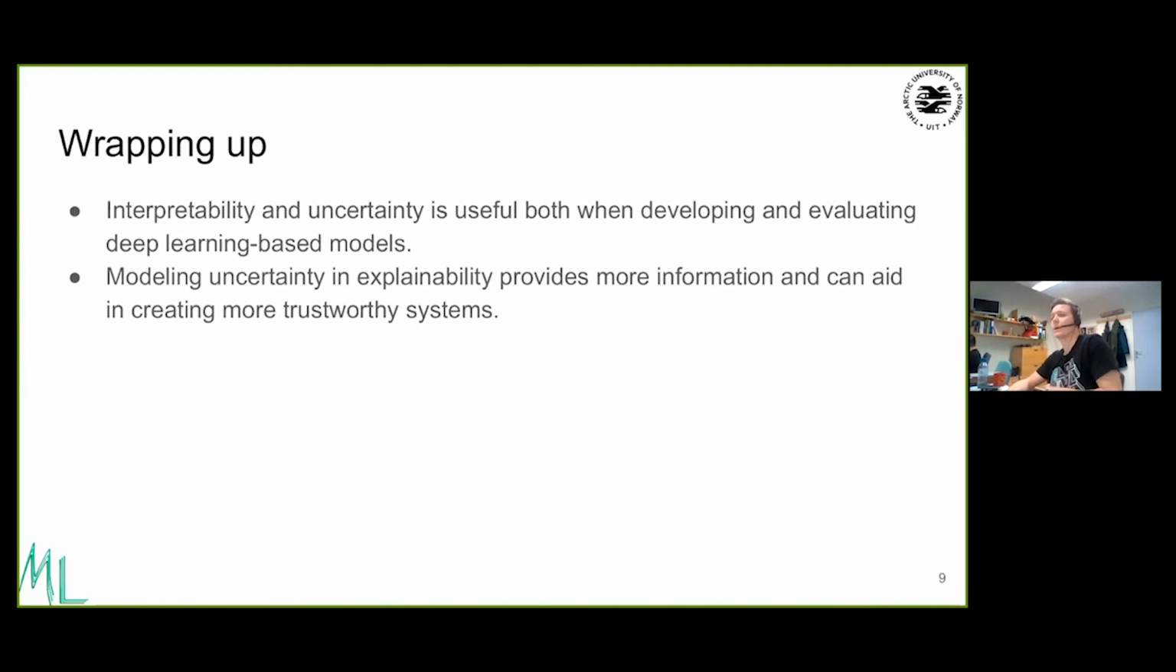And also, I hope I showed you that if we include uncertainty in the explanations, we can get more information than just these explanations, because I think just relying on the explanations can give you a false trust in just, okay, these are the important time steps and that's it. But as we've shown, it's not always the case that the model is completely certain that this is actually an important time step.